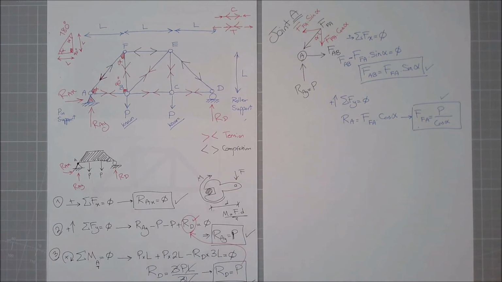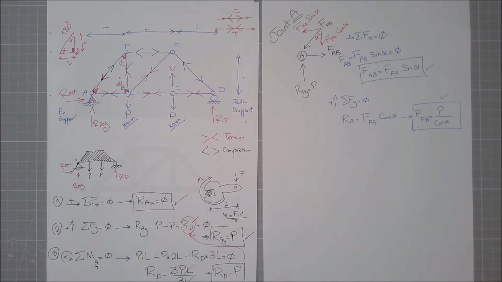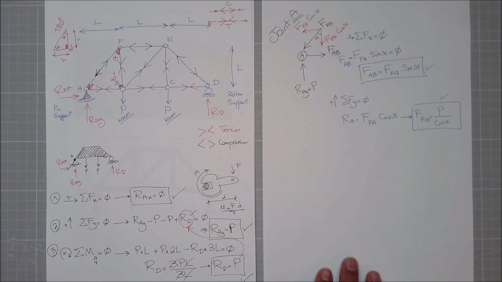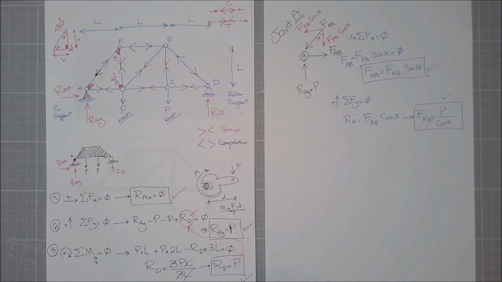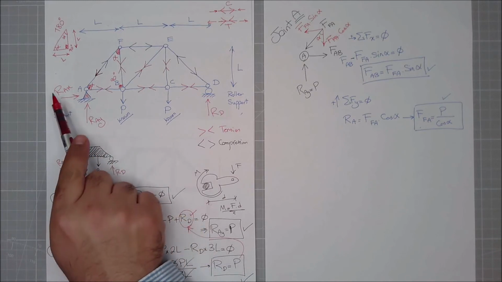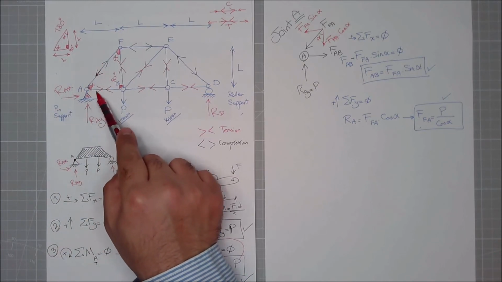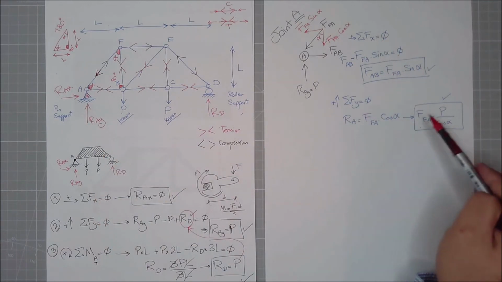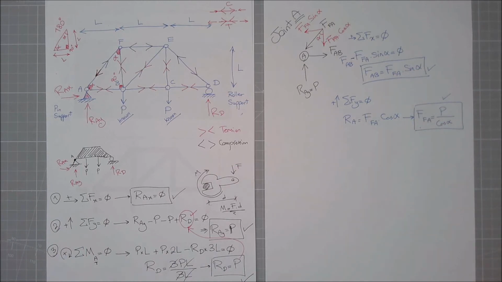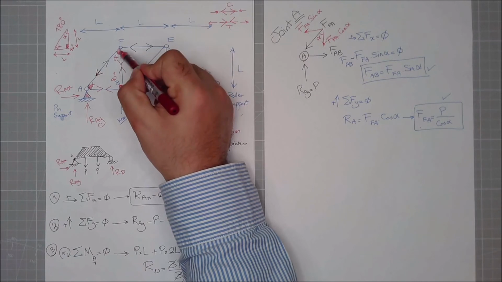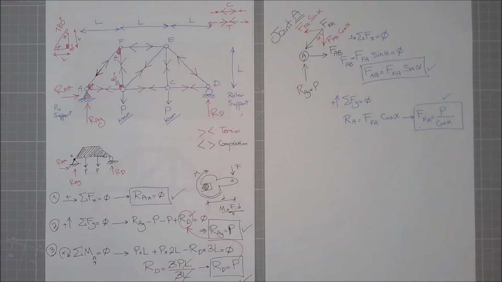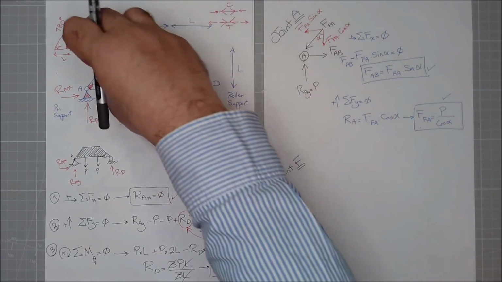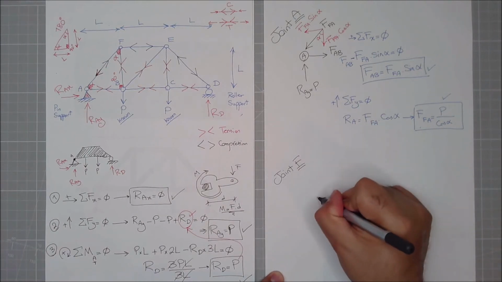Perfect. So as you can see, I just took one joint which has at most two unknowns, because I already have calculated this reaction and this reaction. The only unknowns for this point were this and this, and I started calculating them. Because I have two equations of equilibrium, I can easily figure out the unknowns. Now that I have those, if I go to another joint, let's go to joint F. So now joint F. Let's bring it out and put it here. This is joint F.